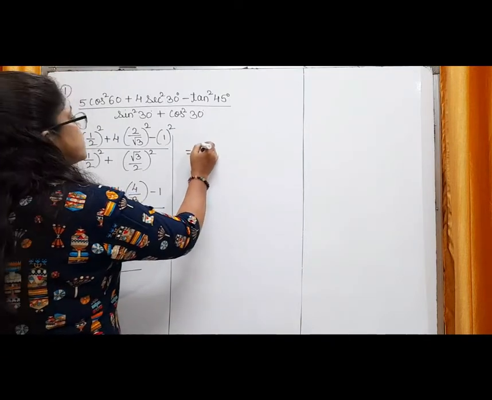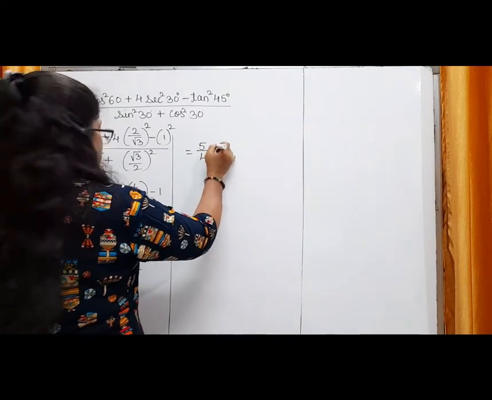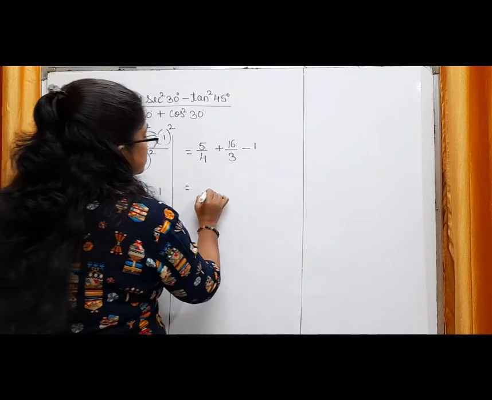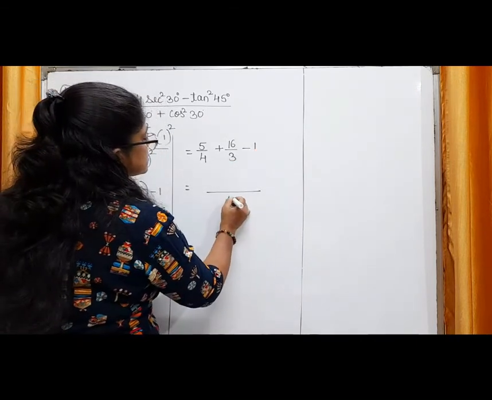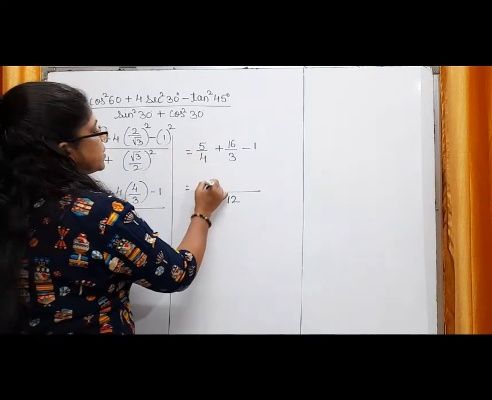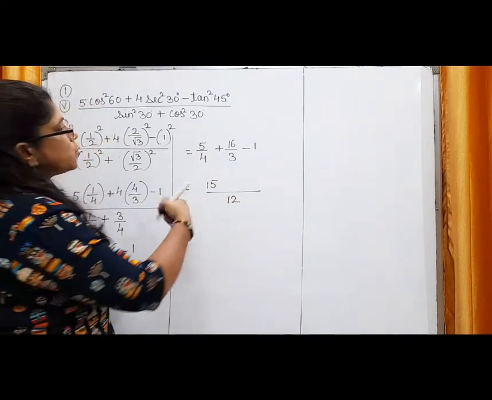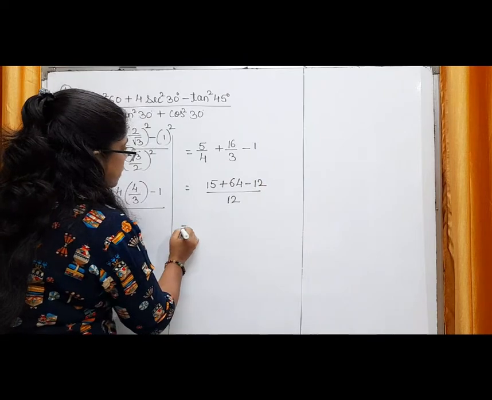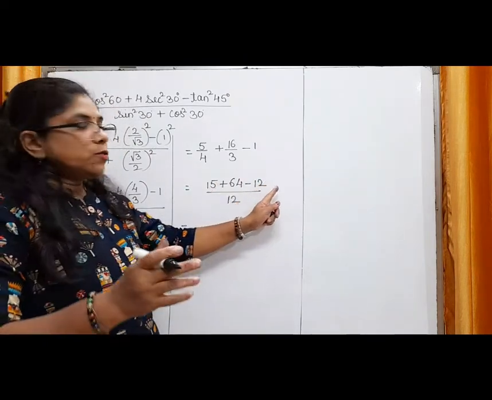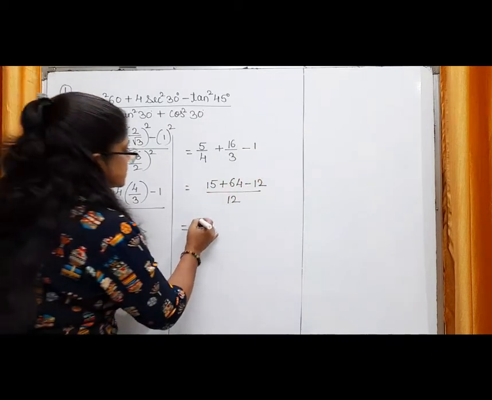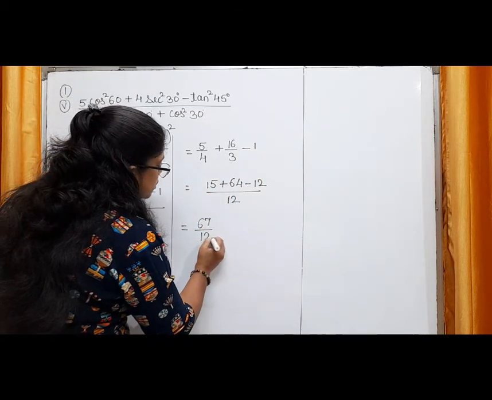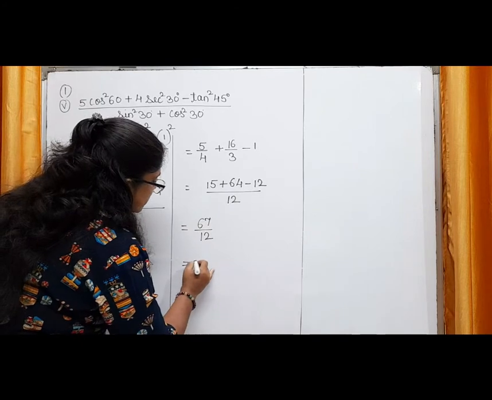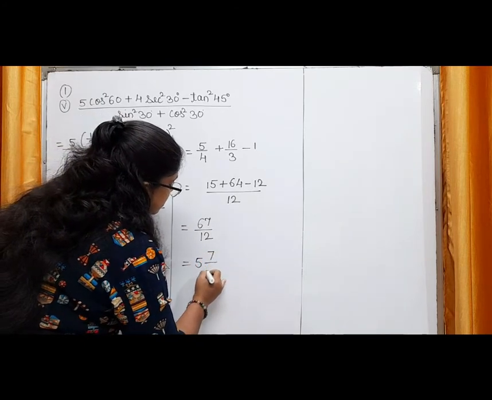What do we have in the numerator? 5 upon 4 plus 16 upon 3 minus 1. The LCM of 4, 3, 1 is 12. 4 threes are 12, so 5 threes are 15. 3 fours are 12, so 16 into 4 is 64, minus 12. 15 minus 12 is 3. 64 plus 3 is 67. 67 upon 12 is the answer. Now, let's convert it to a mixed fraction finally. 12 fives are 60, so 5 and 7 upon 12.